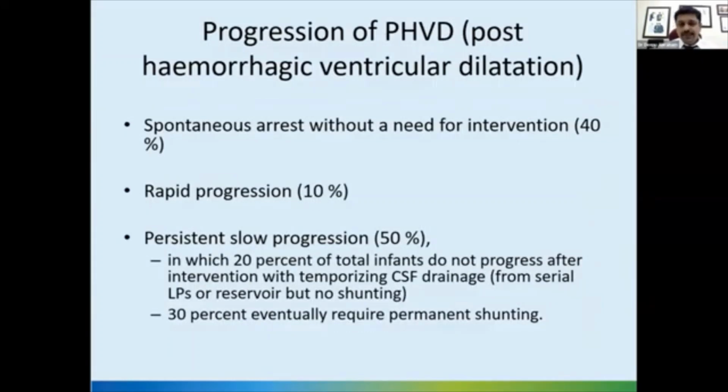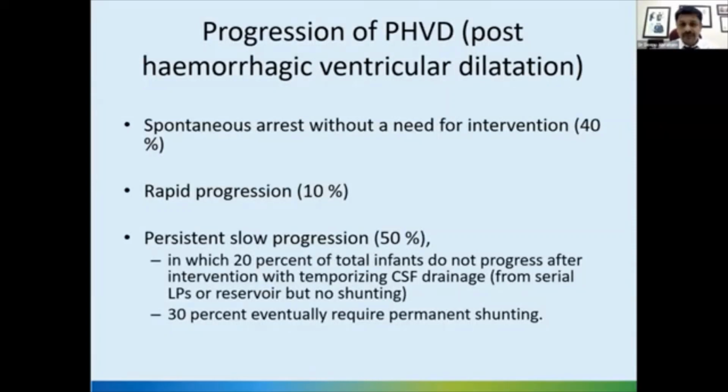What is the natural course of this kind of severe bleed and post-hemorrhagic ventricular dilatation or post-hemorrhagic hydrocephalus? 40% do not need an intervention because they go into spontaneous arrest, whereas 10% go into a rapid progression phase. These are the ones we have to pick up early on and intervene very quickly, whereas the other half are persistent slow progression. These are the ones we keep on monitoring, and we keep on intervening depending on our cutoff thresholds.